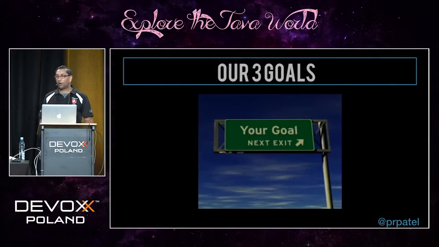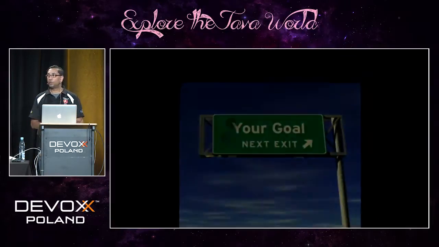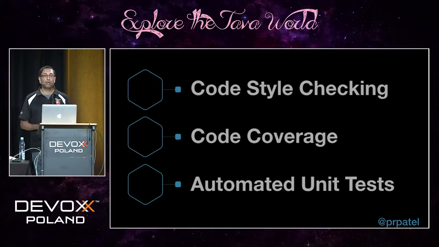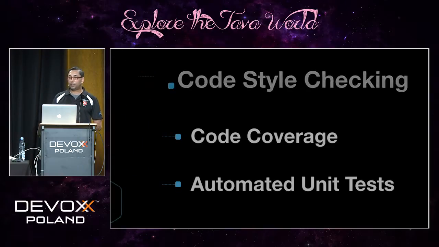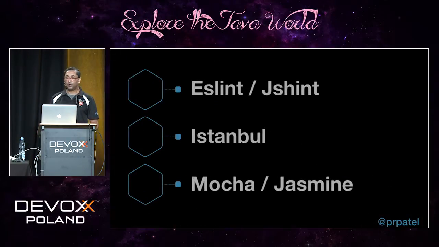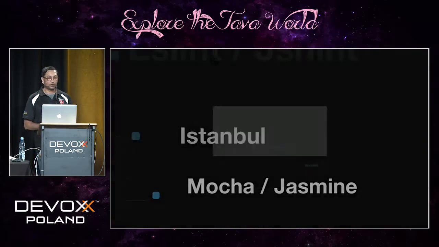Right? So our 3 goals for our continuous integration within our JavaScript project is to do some linting, code style checking, again, code coverage, and also do some automated unit tests. So the tools that we'll use to do this are ESLint and JSHint. We use Istanbul for code coverage, and we'll use tape. We could use Mocha, or we could use Jasmine to actually run unit tests.